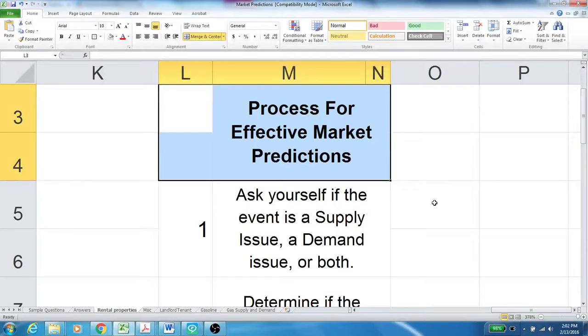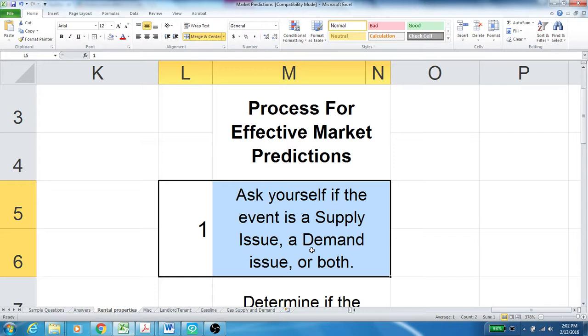Hello everybody. I wanted to walk through the steps for effective market predictions. Whenever something has happened, you ask yourself, does this event affect my market? Does this event cause a change in the willingness of suppliers to supply to my market? Does it change the desire of demanders to buy this product? Or possibly does it change both supply and demand?